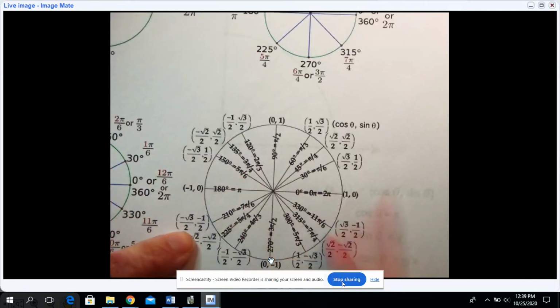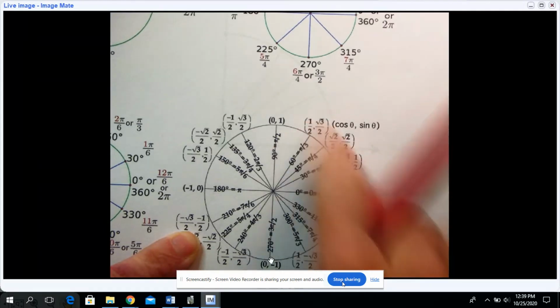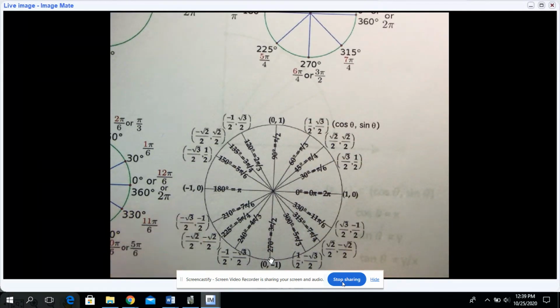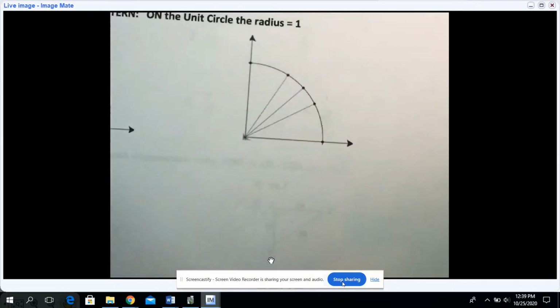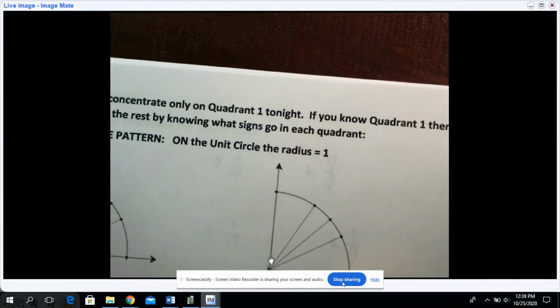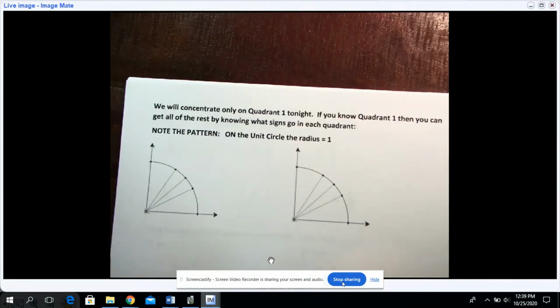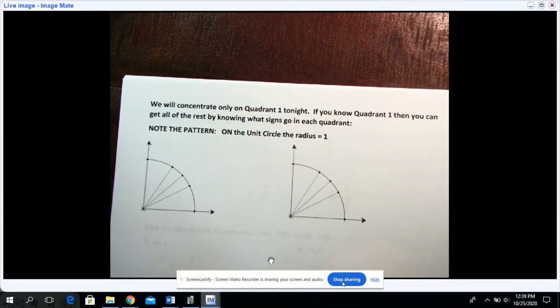30 degrees down, it's still square root of 3 over 2 and 1/2. It's just in the third quadrant, they're both negative. And in the fourth quadrant, it's positive, negative. So as soon as we memorize these 3 coordinates, then we know them all. So we're going to be working on that. All right, so we'll concentrate only on quadrant 1 tonight. If you know quadrant 1, then you can get all the rest by knowing what signs go in each quadrant.